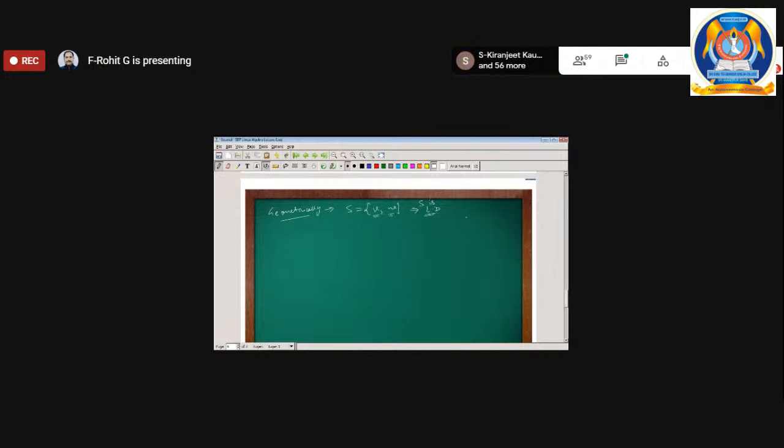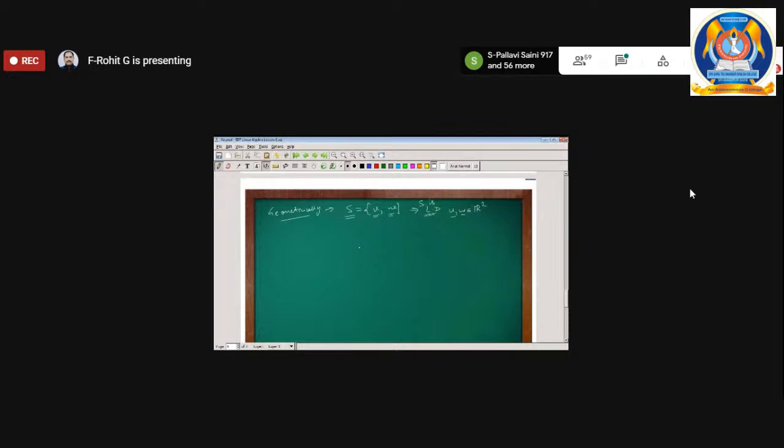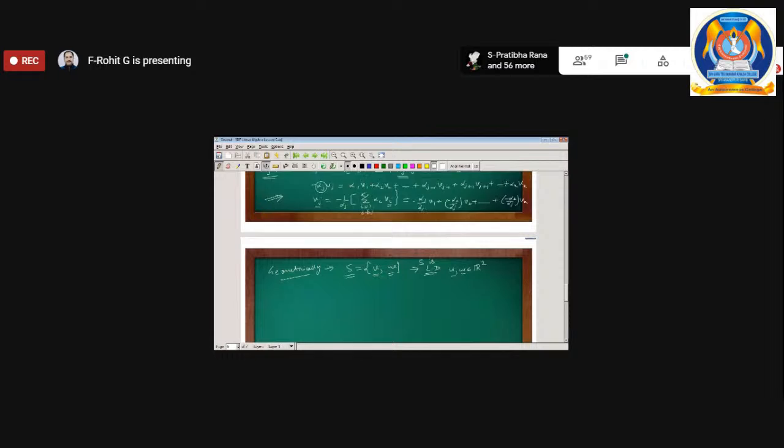If I take the vector space R square, and V and W are two elements in R square, and I say that this set S is linearly dependent, then if we go by definition number 3, what can you say about this, Mukul?